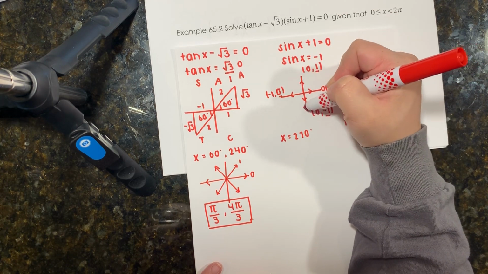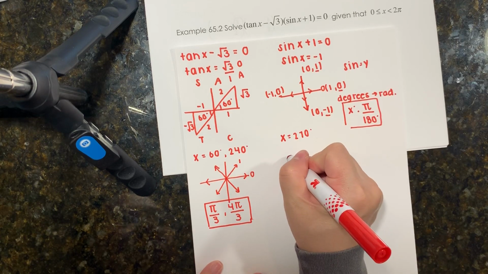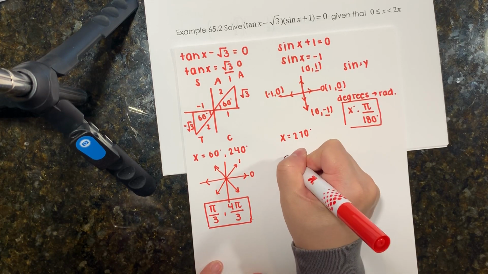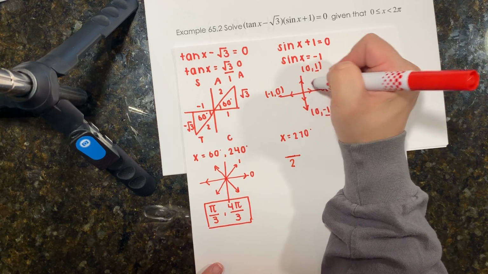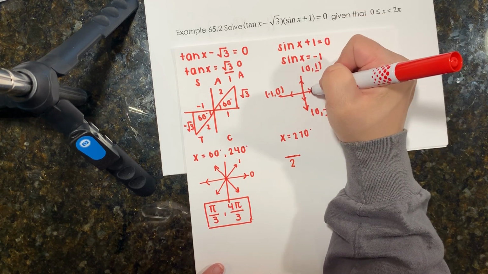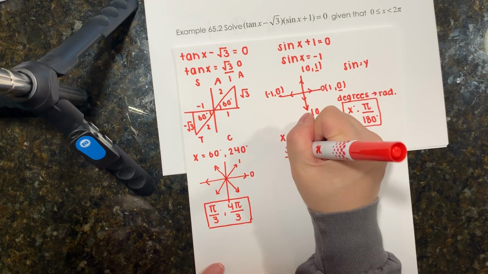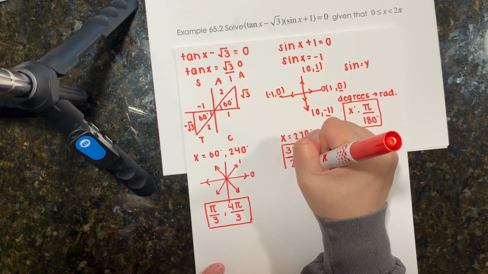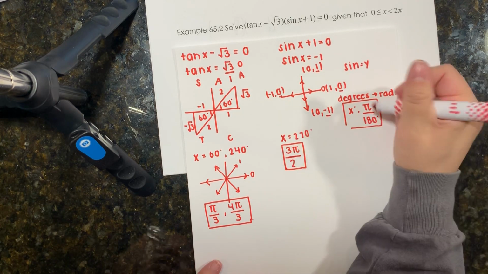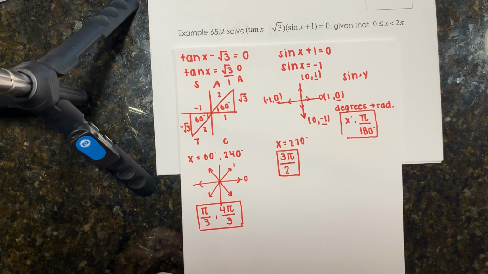So if I count to get to 270, I would go, sorry, this is over 2, because it's 2 measures that I split it into between 0 and 180. So I would count 1, 2, 3, and that would be 3 pi over 2. And that would be your second answer. So this would be the other way to do it, would be to multiply your degrees by pi over 180.